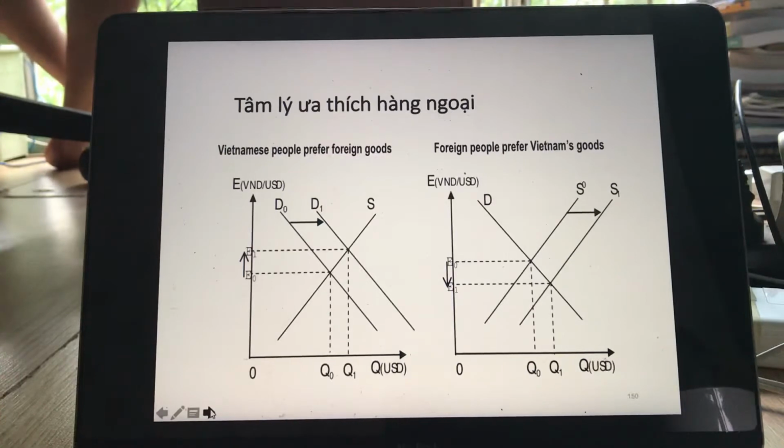In the first case, when Vietnamese people prefer foreign goods, we import more, right? We import more, so it shifts the demand curve to the right, and it raises the exchange rate. By contrast, when foreign people prefer Vietnamese goods, we can export more, and it shifts the supply of foreign currency to the right, and it reduces the exchange rate.